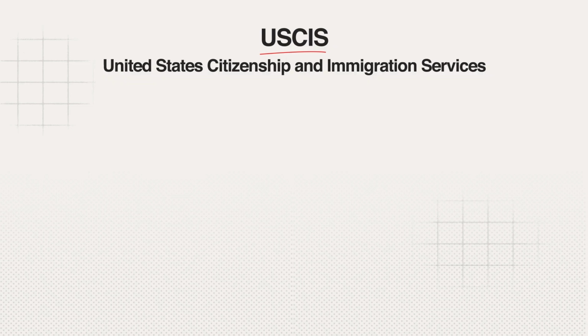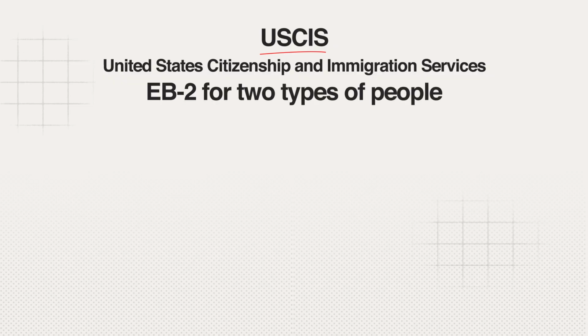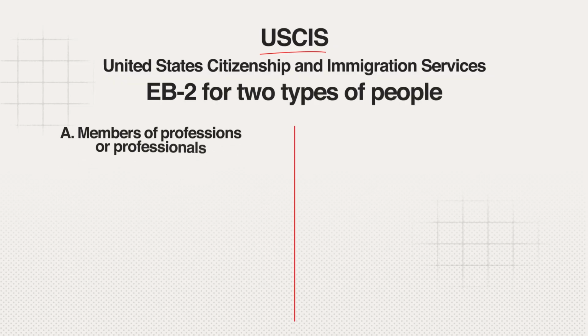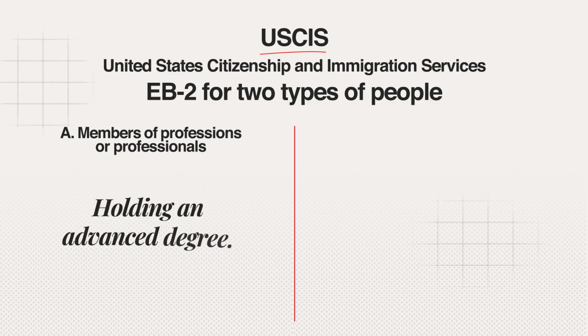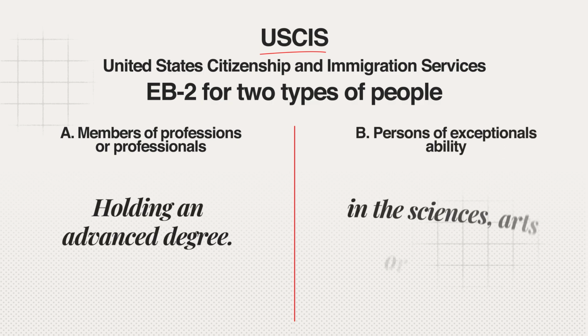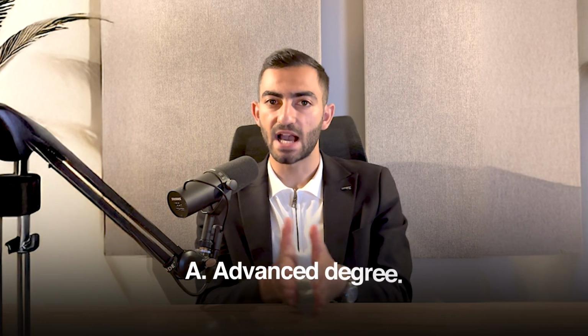Now, what EB-2 actually is? USCIS recognizes EB-2 for two types of people. A, members of professions or professionals holding an advanced degree. And B, persons of exceptional ability in the sciences, arts, or business. Now let's go with the first track, A, advanced degree. What is an advanced degree? Advanced degree is master's and above. Anything above bachelor. So if you have master's degree, then you have advanced degree.